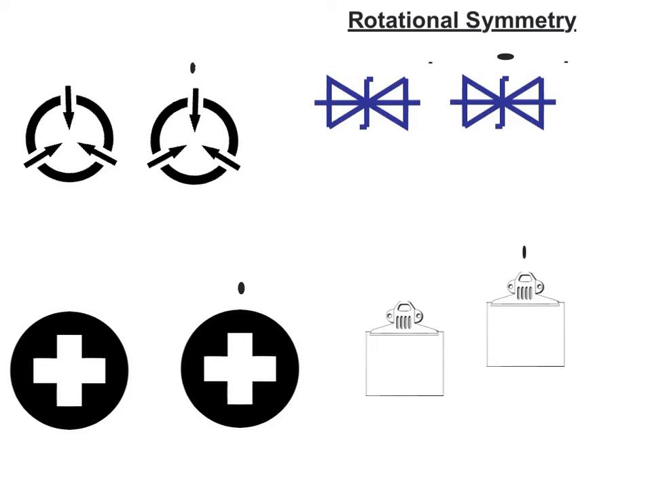Rotational symmetry. What is rotational symmetry? Well, it's when you can turn an object so it looks exactly the same. And the number of times that it looks exactly the same is the order of its symmetry. So let's go about looking at these four shapes.